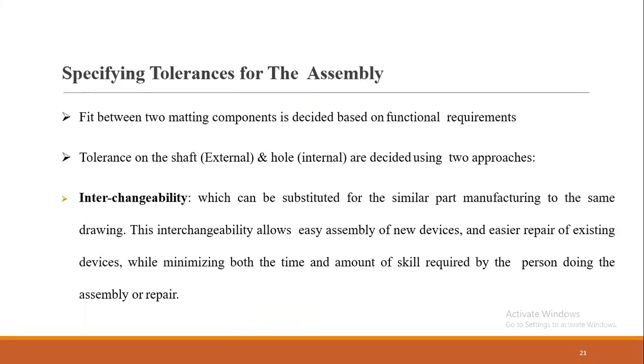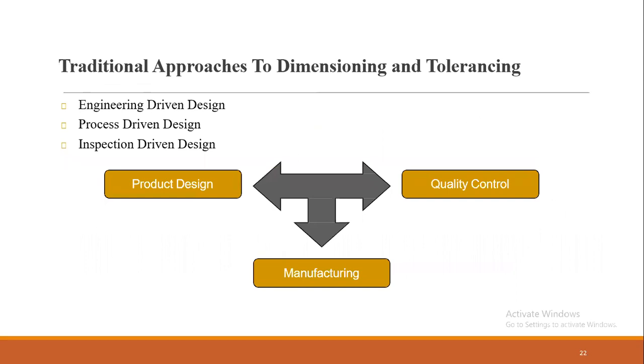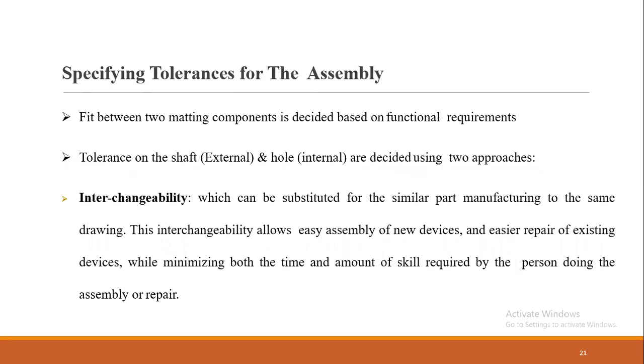Specified tolerances for the assembly. It's about interchangeability. Interchangeability means a part can be substituted for a similar part manufactured to the same drawing. This interchangeability allows easy assembly of new devices and easier repair of existing devices, while minimizing both the time and amount of skill required by the person during assembly or repair.